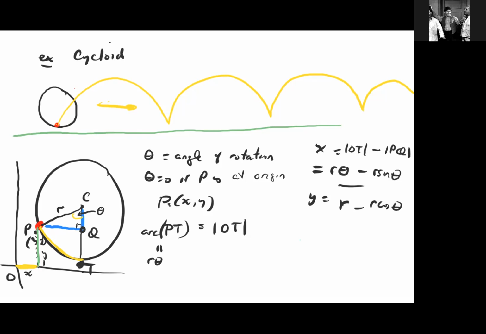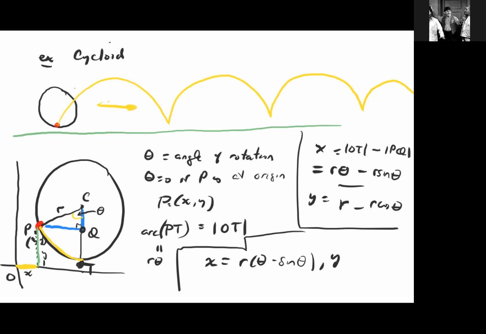I'm just going to indicate the final answer here in this little box. It's going to be given by x equals r theta minus r sine theta, which is r times (theta minus sine theta), and y is r times (1 minus cosine theta). And here theta is any real number, so minus infinity is less than theta is less than infinity. So this is the cycloid. This is a parametric form. I'm not using time anymore to parametrize; I'm using the angle theta. Okay.